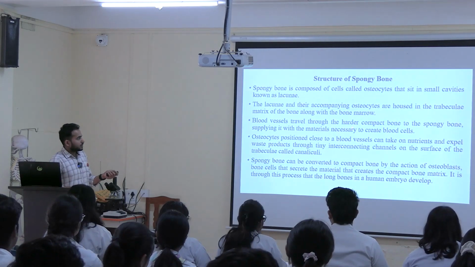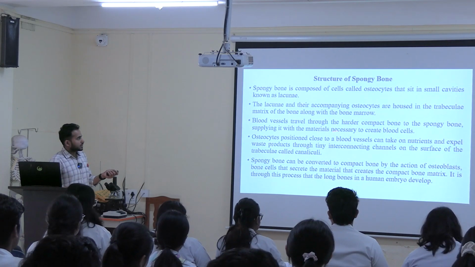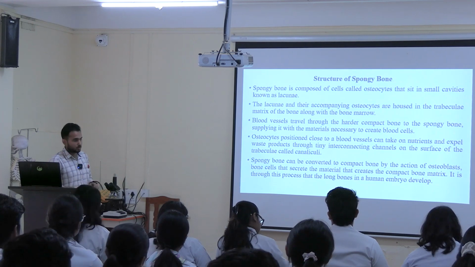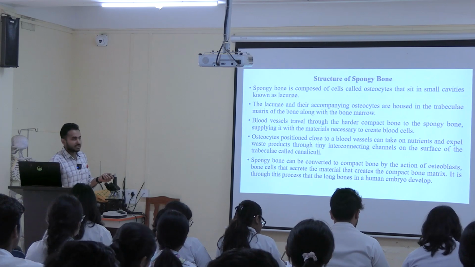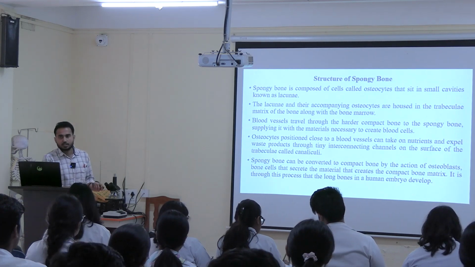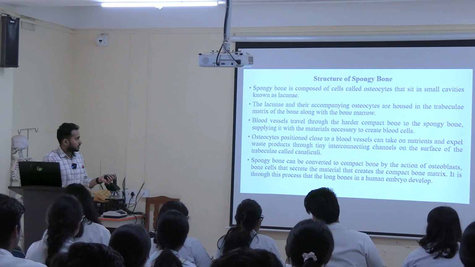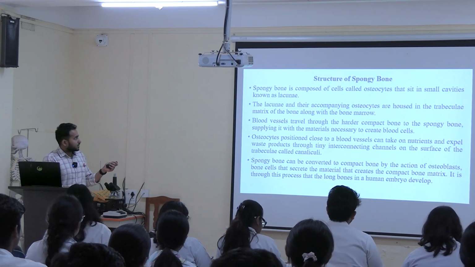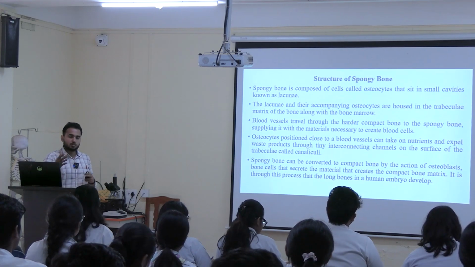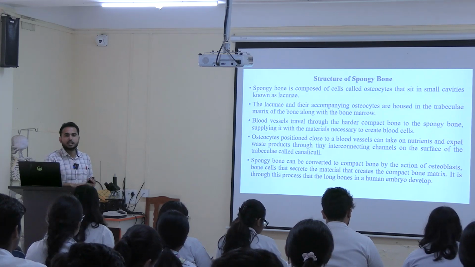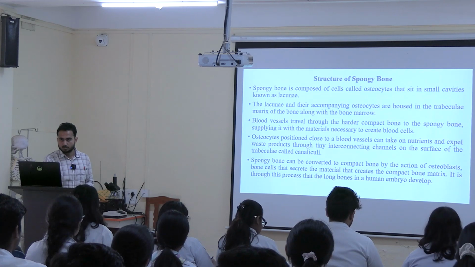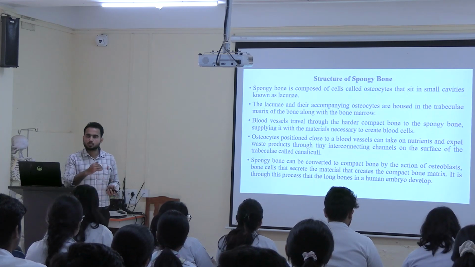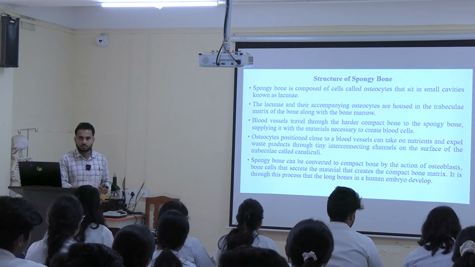Now, though bone marrow is there, blood vessels are also there which can travel easily through it. Next, osteocytes positioned close to the blood vessel can take the nutrients and can expel the metabolic waste products. Now so many lacunae will be there. One lacuna is connected to another lacuna with the help of canaliculi, and in that canaliculi the processes of osteocytes are present. Today we'll study about the bone cells also. At that time I'll show you the osteocytes and their processes.